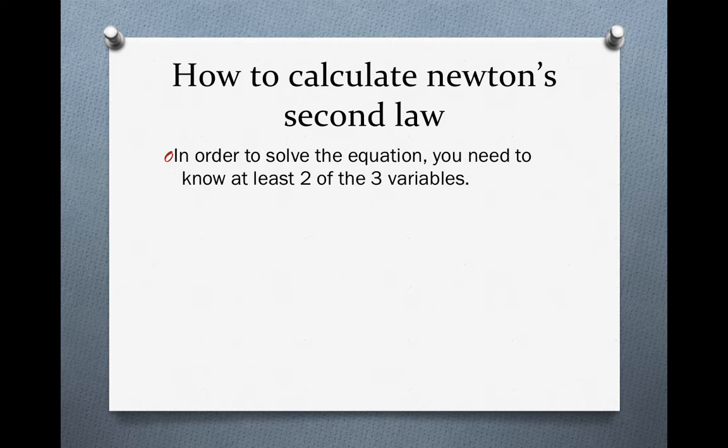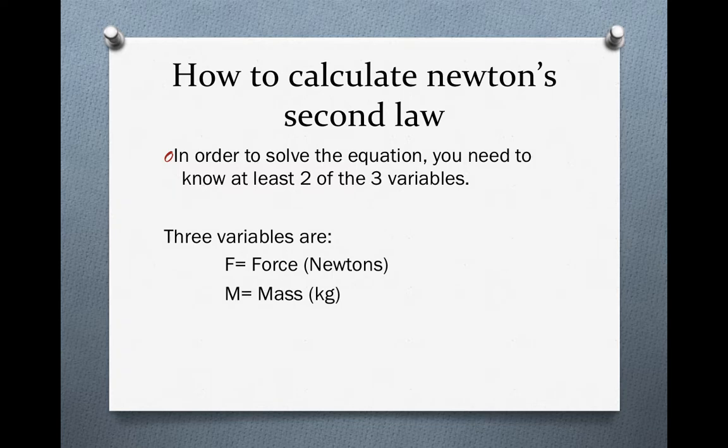Now, how are we going to calculate Newton's second law? In order to calculate this equation, you will need to do a little bit of math. There is some algebra involved in solving Newton's second law. So you need to have at least two of the variables known of the three. Alright, so those three variables are force, which is measured in newtons. We also need to have the mass, which is measured in kilograms, and the acceleration, which is measured in meters per second squared.